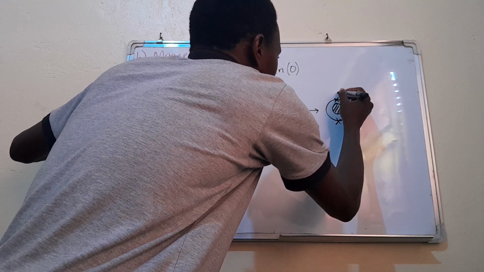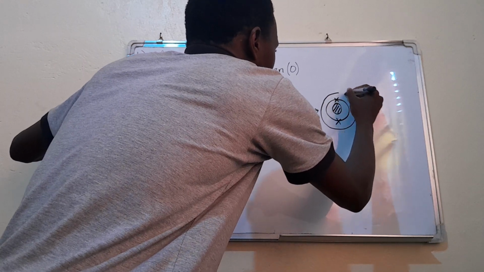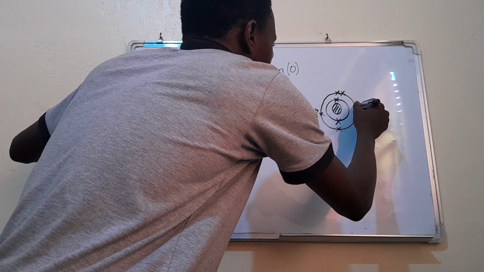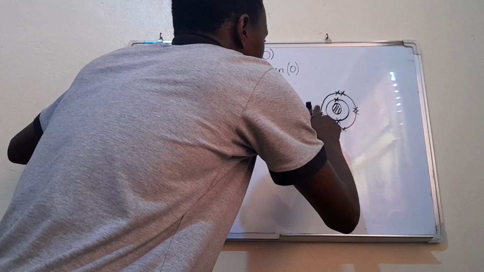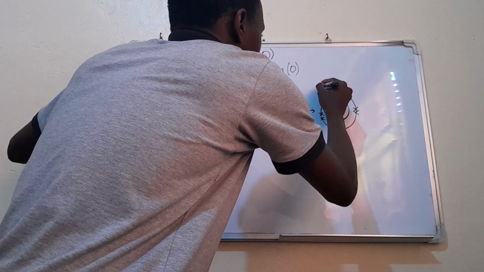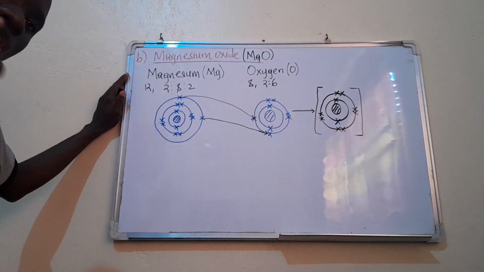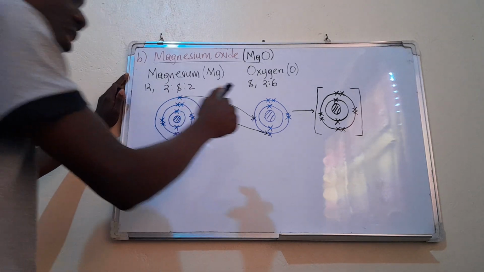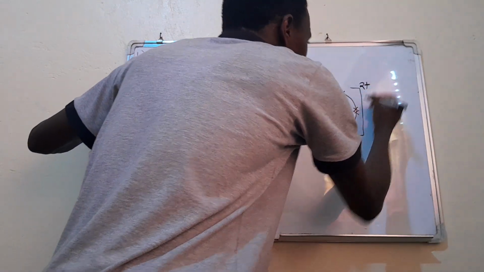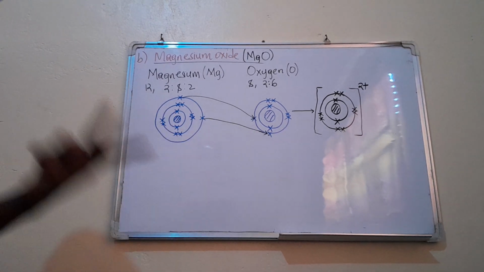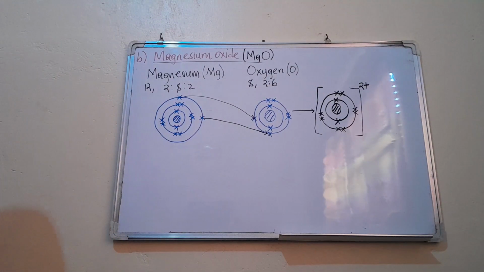1, 2, 3, 4, 5, 6, 7, 8. So this is my new magnesium. Here magnesium lost 2 electrons, this one and that one, so we shall have a 2+. Why 2+? When metals lose electrons, we form positively charged ions. This one has lost 2 electrons, so that's why we have 2+. Positively charged ions, but with a charge of +2.